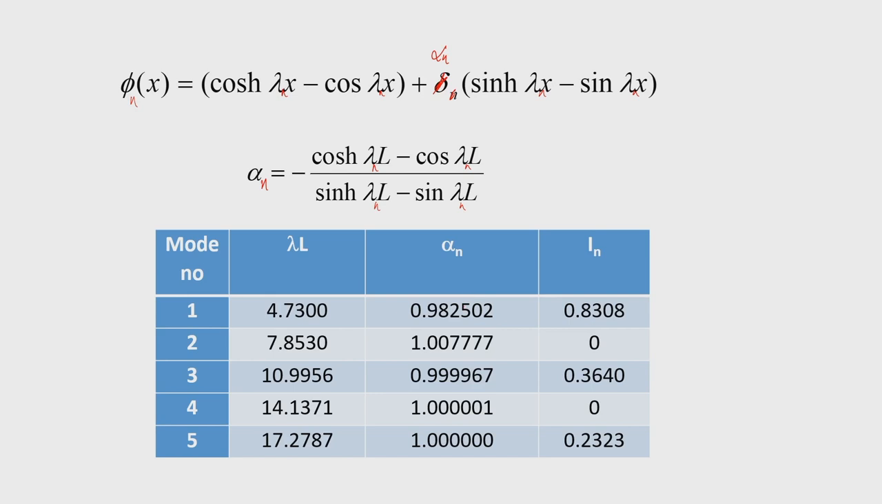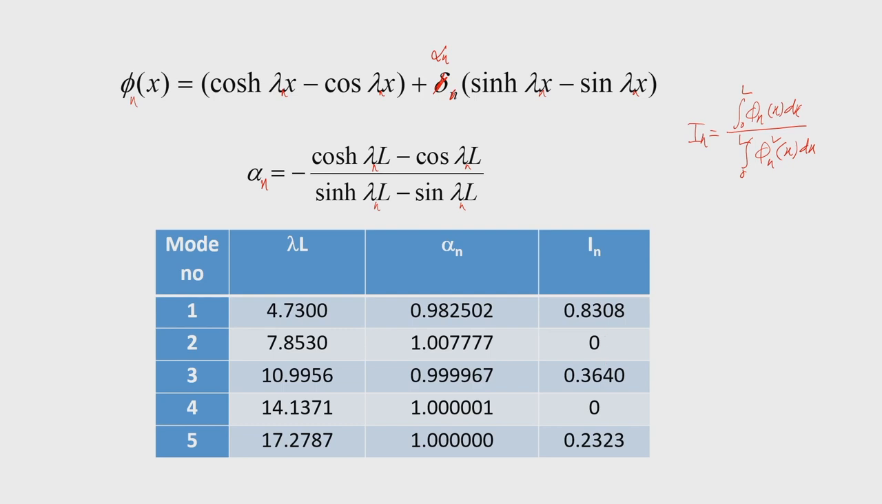And you can see this integration that we have given, In is integral of φn(x) dx divided by integral of φn²(x) dx, 0 to L, is now evaluated, and you can see then for each mode it is different.